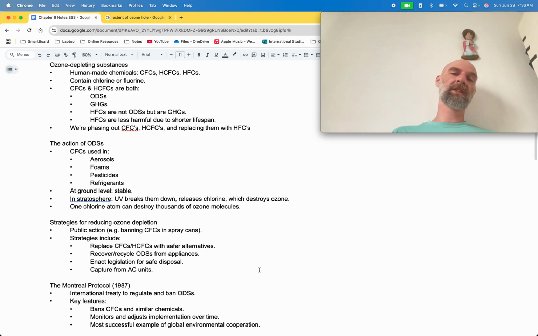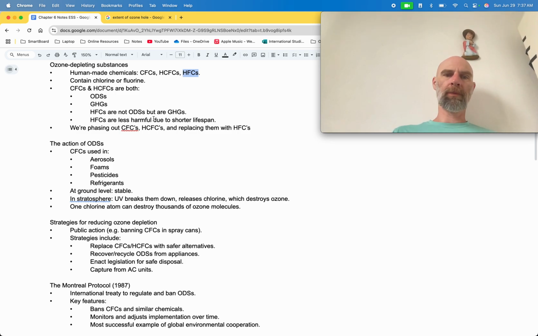Human-made chemicals are CFCs, HCFCs, HFCs. So these contain chlorine or fluorine. CFCs and HCFCs are both ozone depleting substances and greenhouse gases. But HFCs are not ozone depleting substances, but they are greenhouse gases. So that's a key difference. Remember, HFCs: not ODS, but GHG, greenhouse gas.